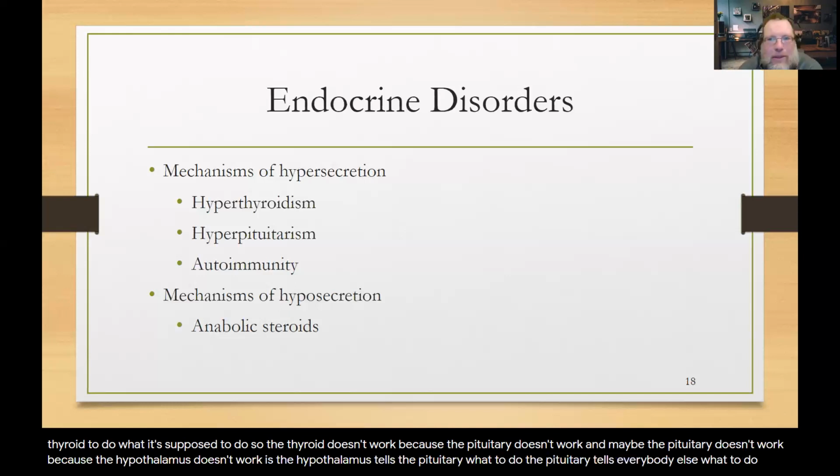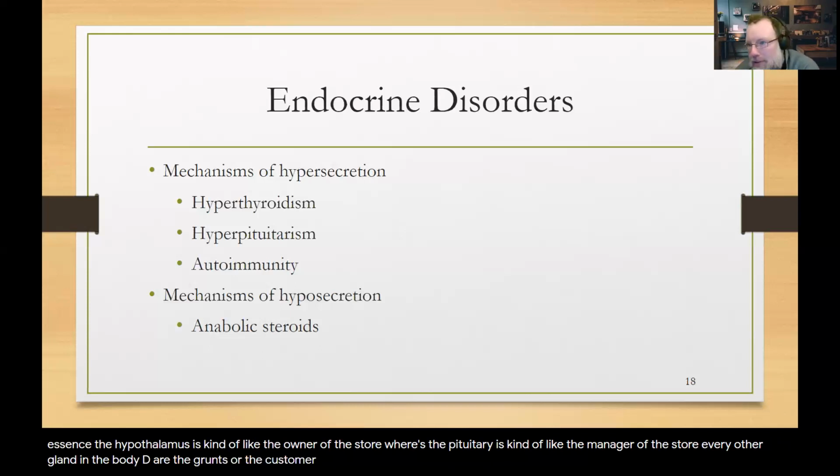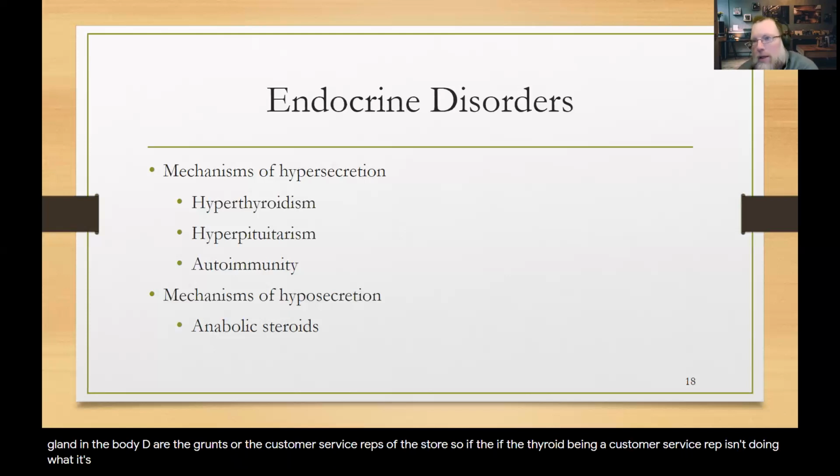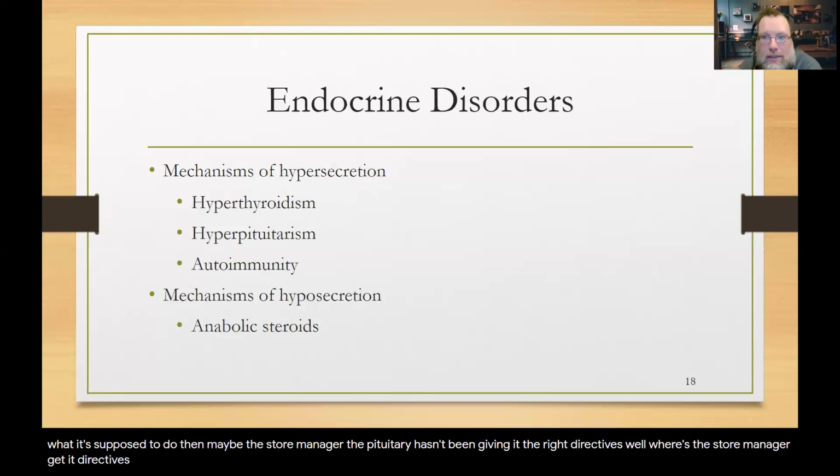So in essence, the hypothalamus is kind of like the owner of the store, whereas the pituitary is kind of like the manager of the store. Every other gland in the body are the grunts or the customer service reps of the store. So if the thyroid, being a customer service rep, isn't doing what it's supposed to do, then maybe the store manager, the pituitary, hasn't been giving it the right directives. Well, where's the store manager get its directives? From the owner. And that's the hypothalamus.